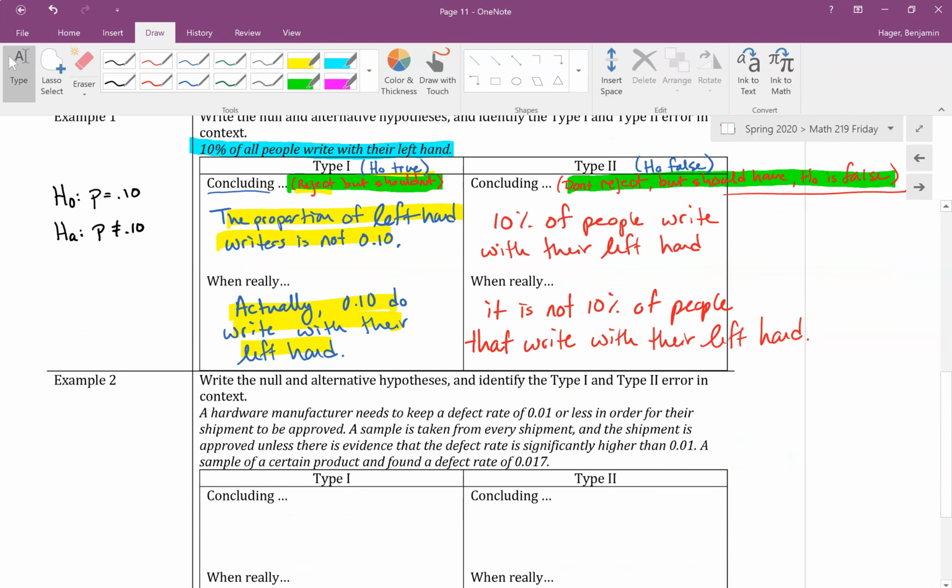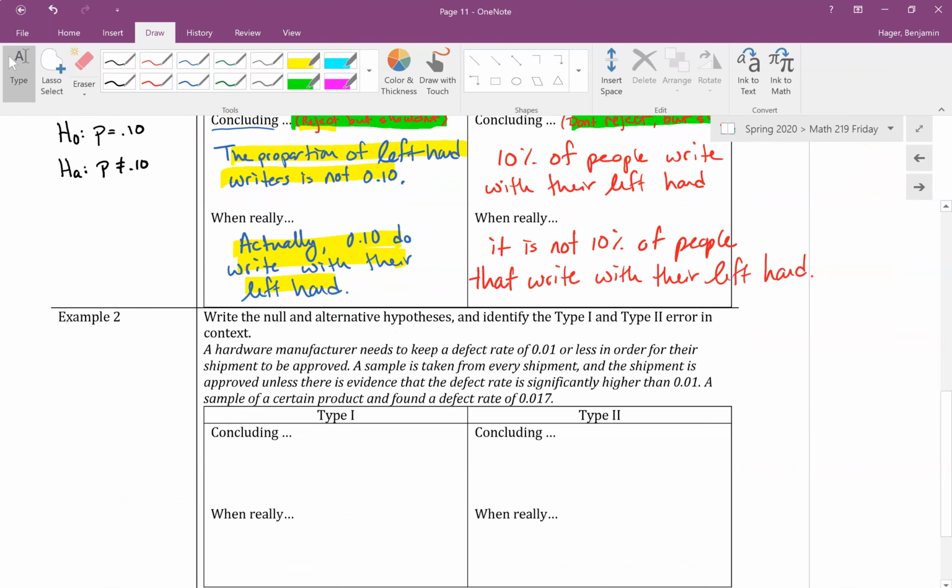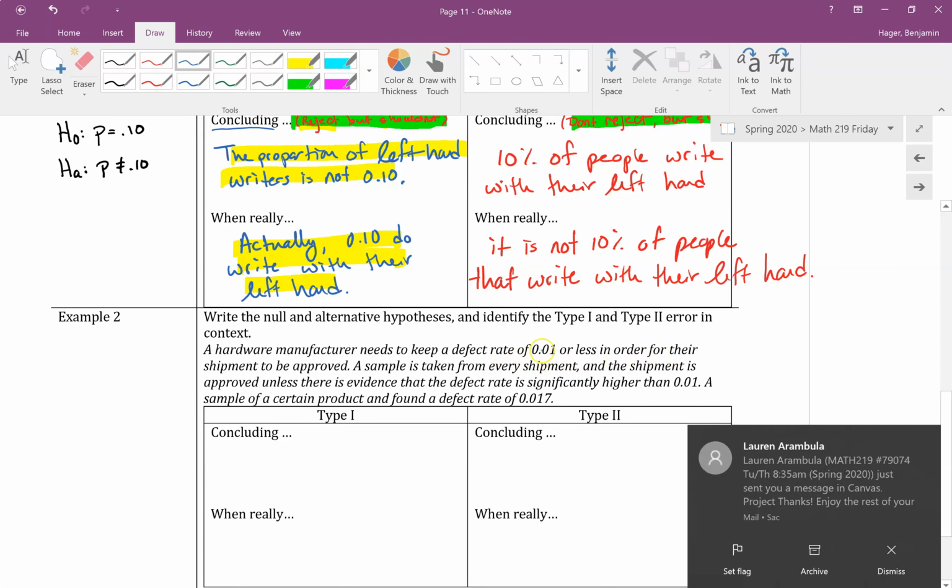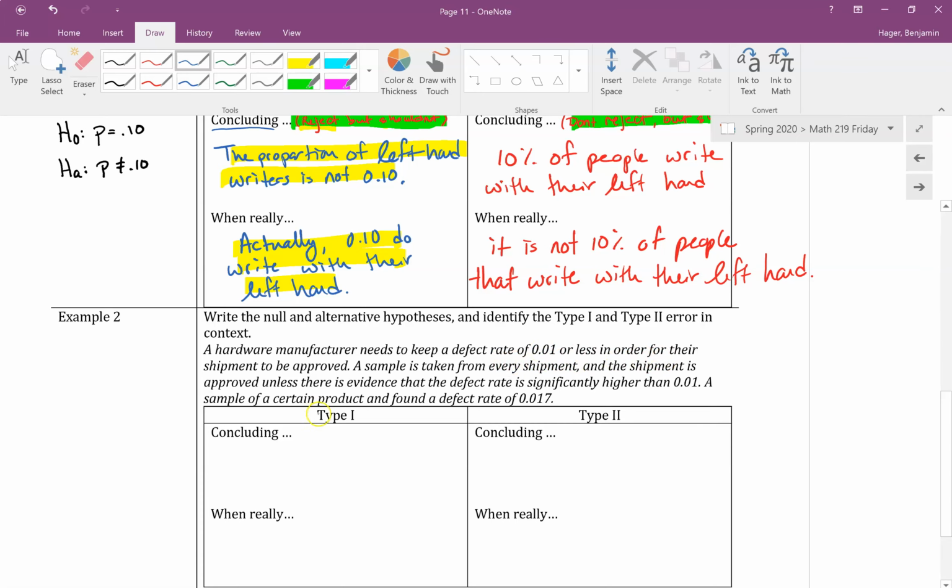All right, let's take a look at this next scenario. Same thing, just given a situation, state the null and alternative hypotheses, and then write out what these two errors would look like. So it says that a hardware manufacturer needs to keep a defect rate of 0.01 or less in order for their shipments to be approved. A sample is taken from every shipment, and the shipment is approved unless there is evidence that the defect rate is significantly higher than 0.01. A sample of a certain product is found to have a defect rate of 0.017.